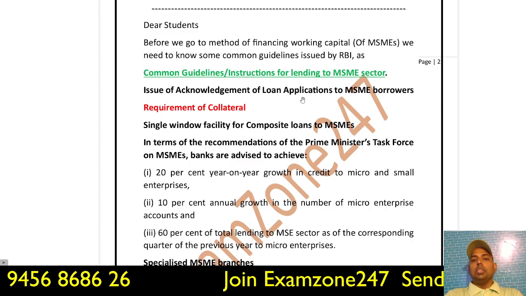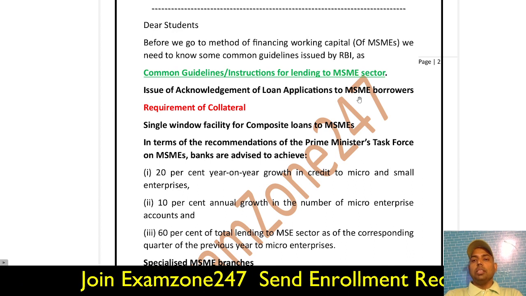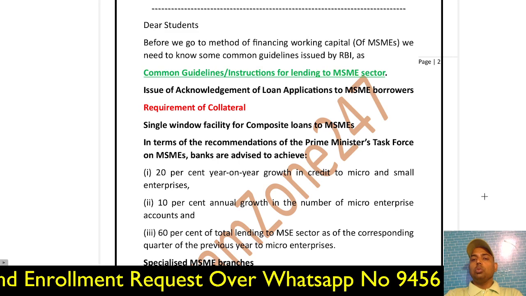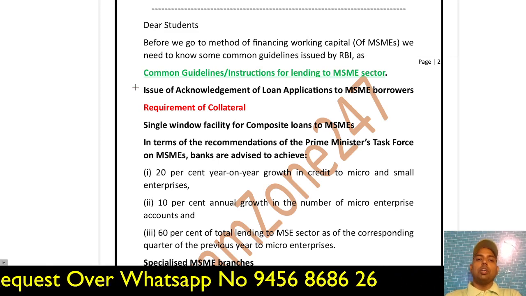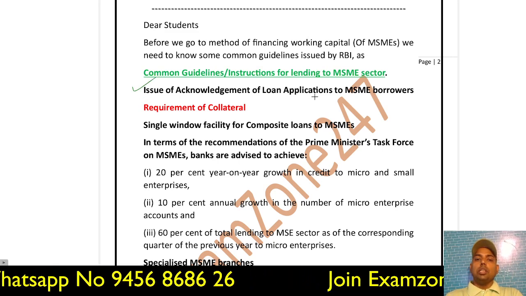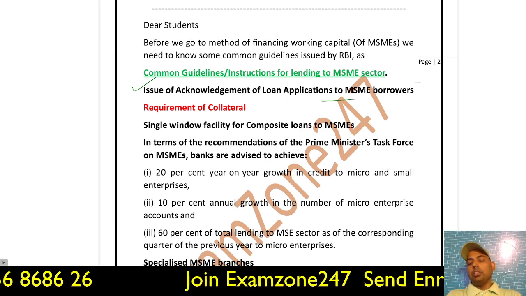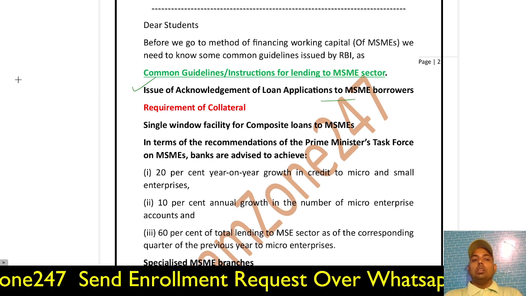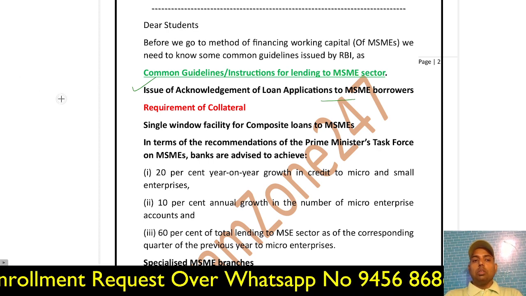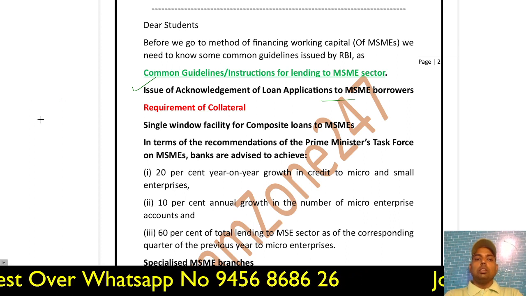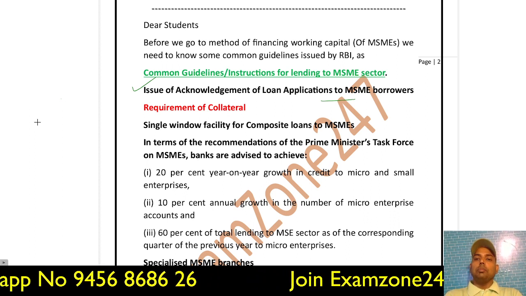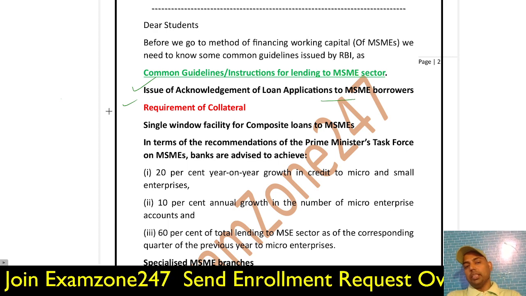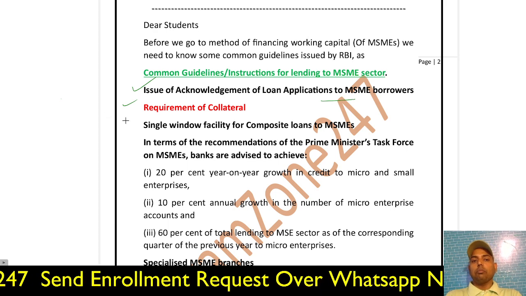Issue of acknowledgement of loan applications to MSME borrowers. Not only to MSME borrowers, you should issue acknowledgement of all loan requests. It is the guideline, the direction of the Reserve Bank of India and a best practices code, to issue acknowledgement to any applications for MSME borrowers so that they can track their applications or their waiting list.